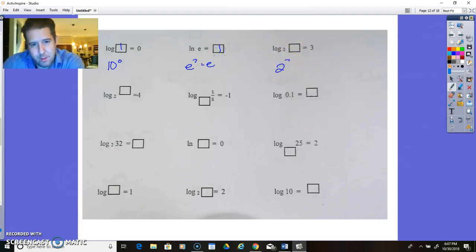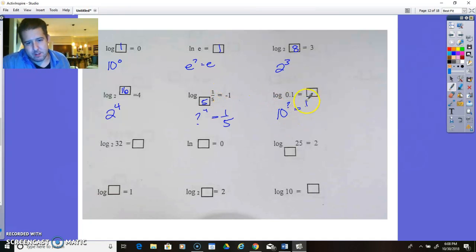That's 2 to the 3rd power, 2, 4, 8. 2 to the 4th power is 16. 2, 4, 8, 16. This is what base to the negative 1st equals 1/5. Well, that would be 5, because 5, if you flip it, becomes 1/5. We have 10 to the what power is 1/10, and that would be negative 1st, because it's a negative, it makes it flipped. 2 to the what power is 32? 2, 4, 8, 16, 32, so that's 5.